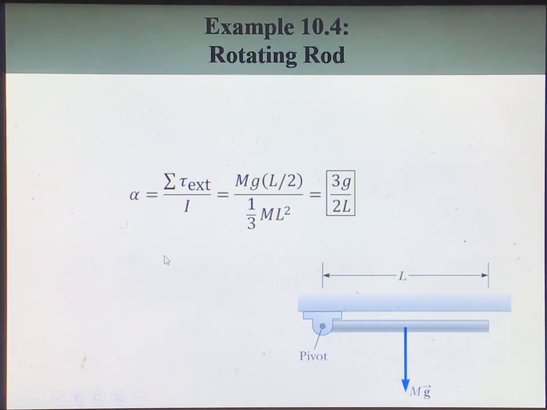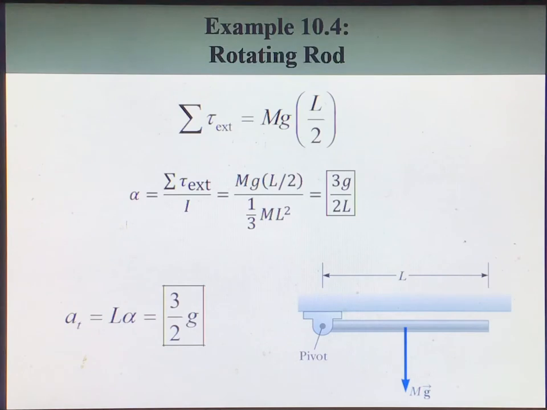Now, if you want to calculate the tangential acceleration, it is just given by L times alpha. If you multiply L times alpha, you get 3/2 times g. This is the tangential acceleration, which is the acceleration of a point right here.